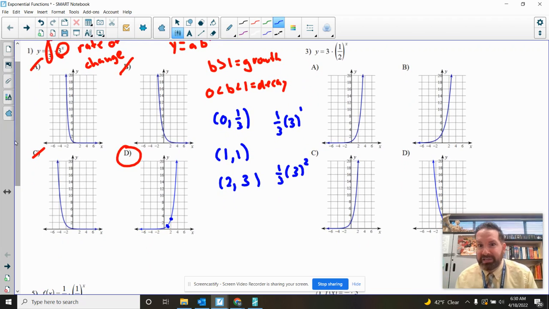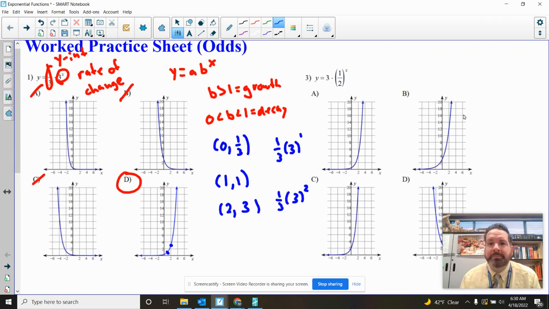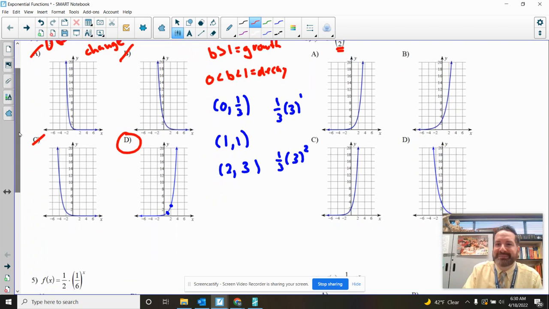Okay, let's go again. How about here? Let's narrow things down a little bit. I noticed that this graph has to be a decay graph because the b value, the base of the exponential, is between 0 and 1. Well, this makes it pretty easy then, because that's growth, and that's growth. It's got to be this one. This is the only one that shows decay.